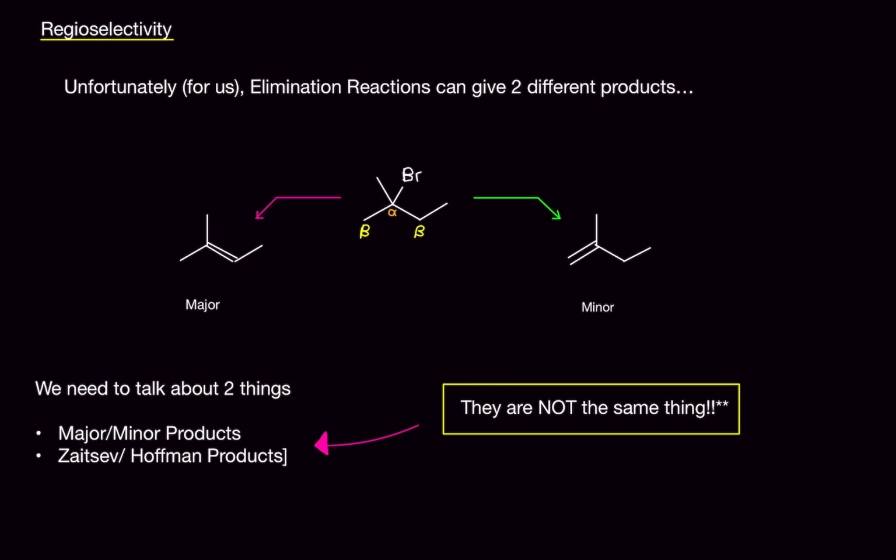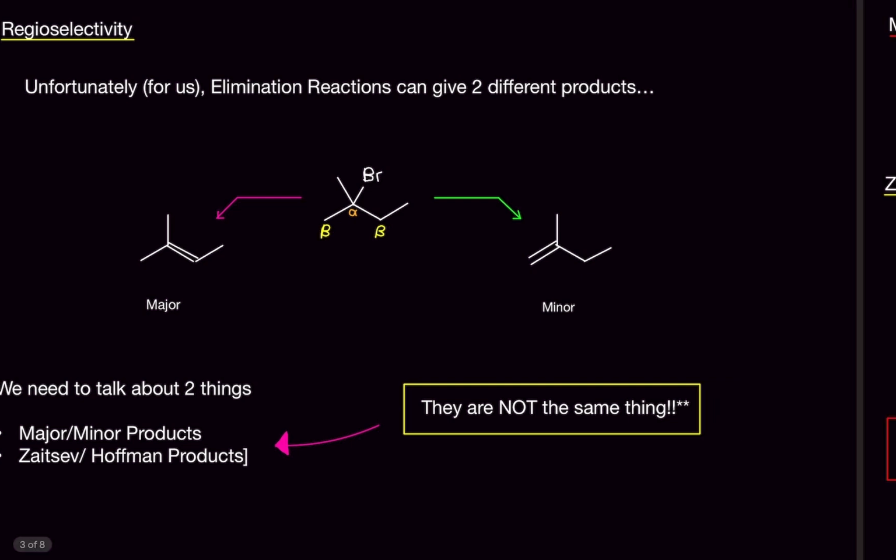There is a circumstance where they are, but people think that the major product and Zaitsev go hand in hand, and the minor and Hofmann go hand in hand as well. That is not always the case. It's very important. They are two different things, but they can be related.